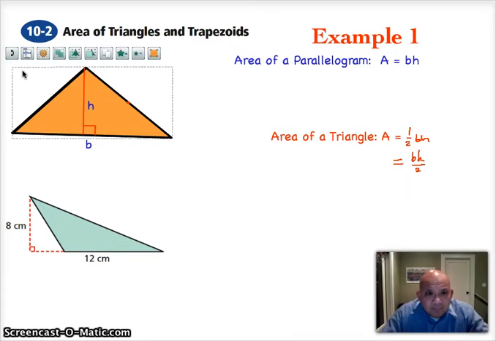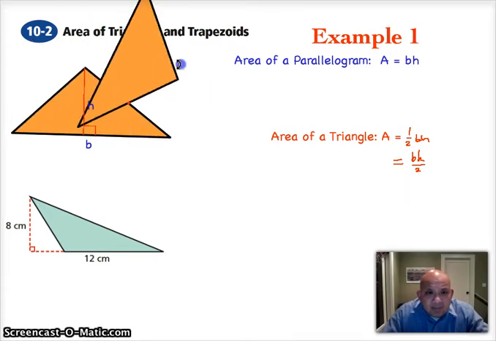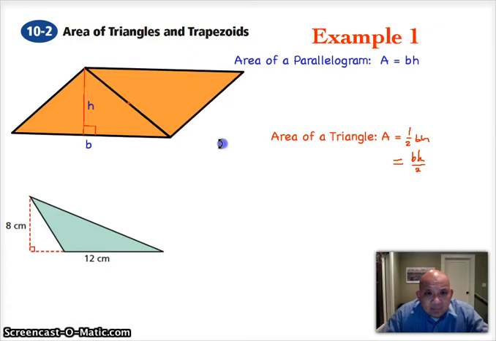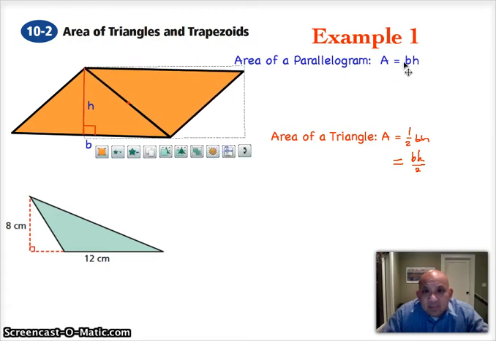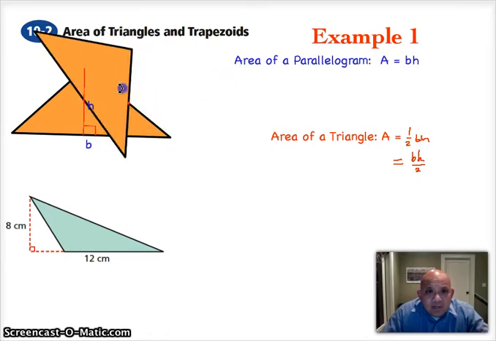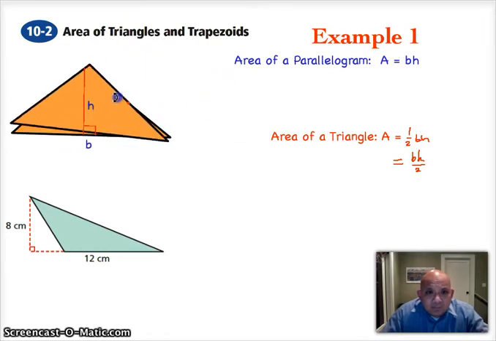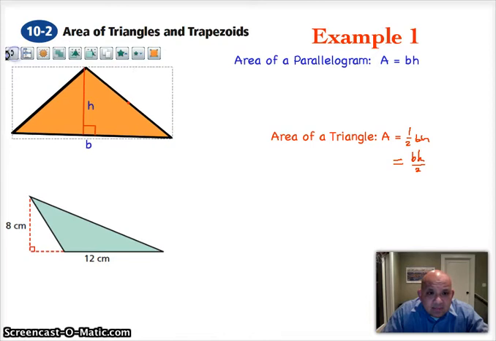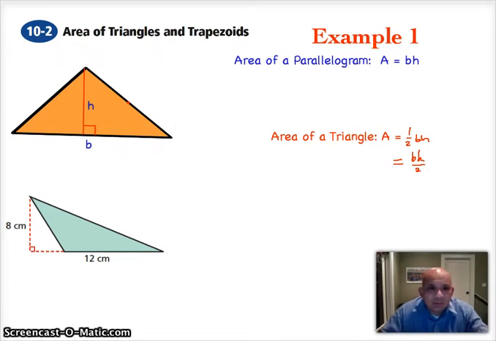Once again, if we have the entire parallelogram, it would be area equals base times height. When we take away a triangle and essentially take half of the area away, the formula becomes area equals half base times height, or base times height over 2. Let's go ahead and work through the area of this triangle.